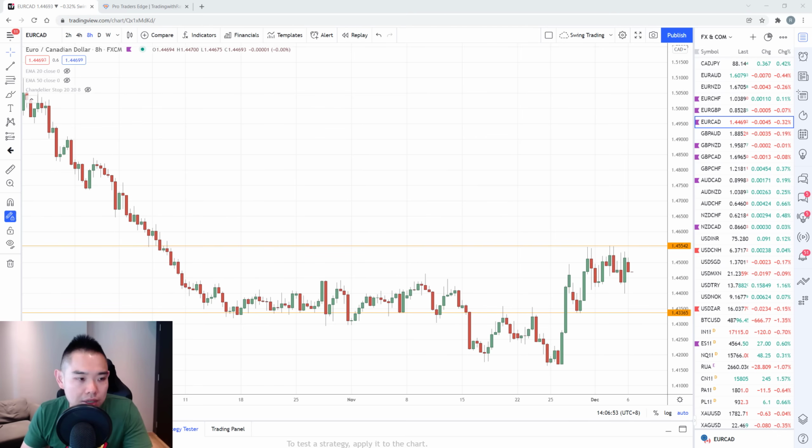As of right now, I have marked two orange lines for this current week. This is the previous week high. This is the previous week low. Since I know that this currency pair has a tendency to reverse at the previous week high or low, I'm looking to see how it reacts at this level over here, this previous week low.